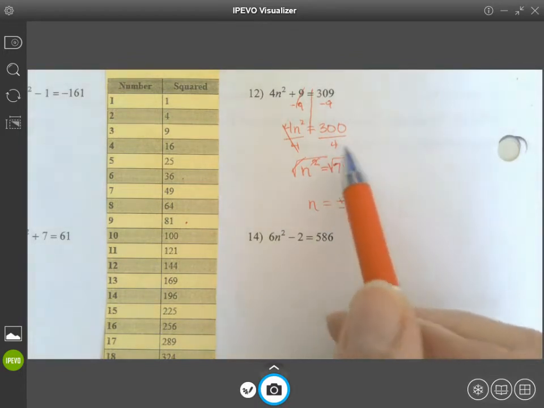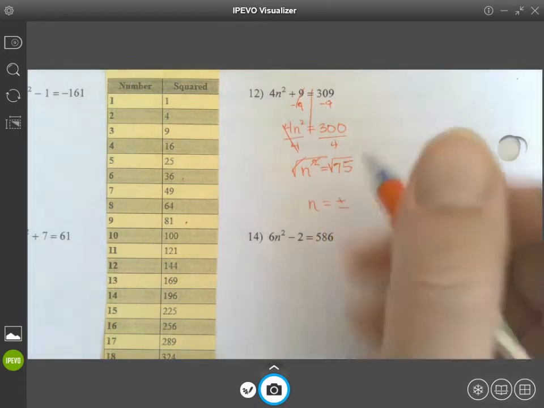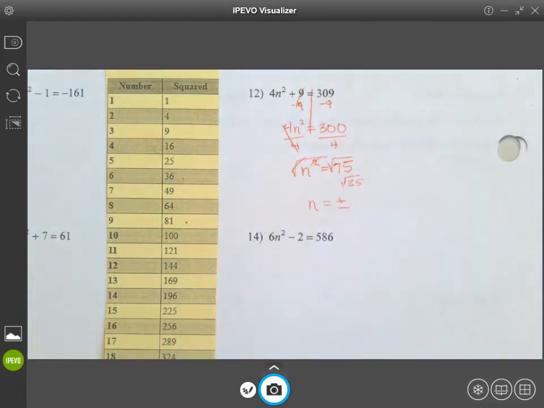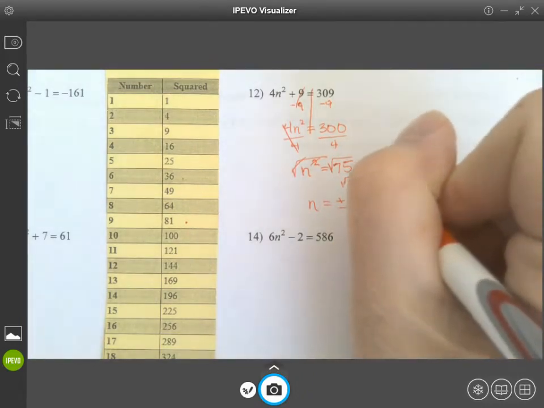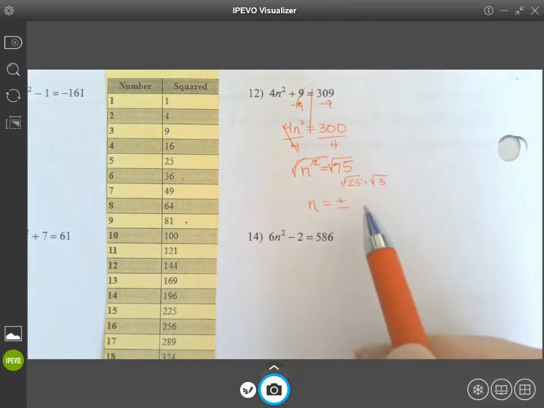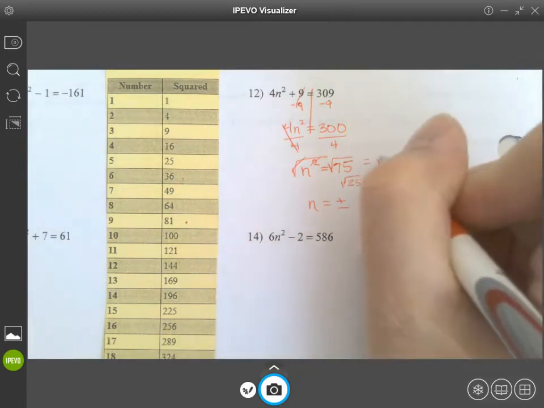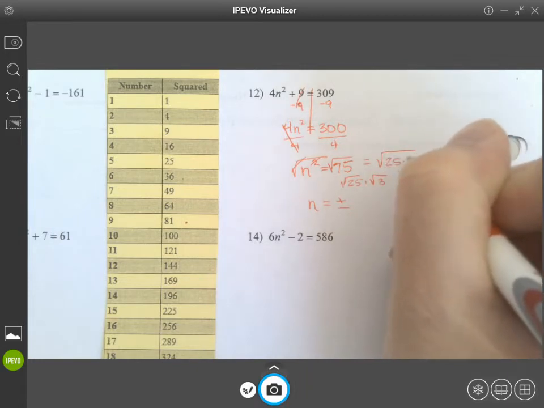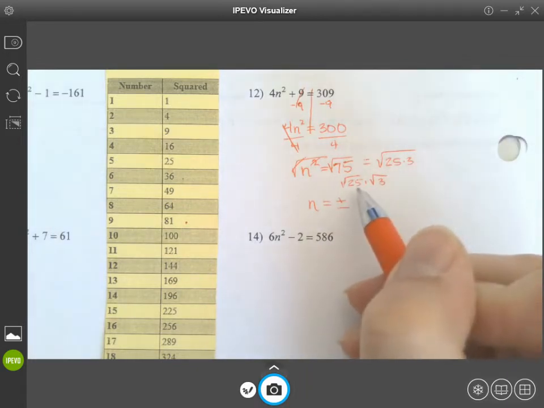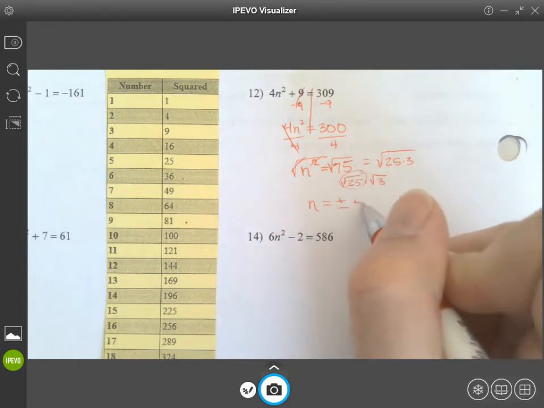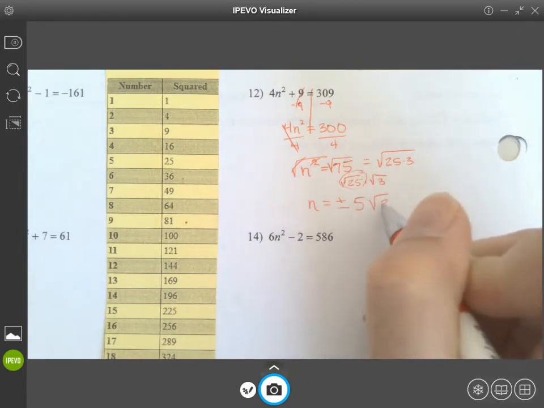What's a perfect square that goes into 75? 25. All right, 25 times what? 25 times 3. So this is where I need both of the pieces still underneath the square root. 75 is the same as 25 times 3. And if they're both under the square root, the rule is that we can break it down. What is the square root of 25? 5, and then keep the square root of 3.